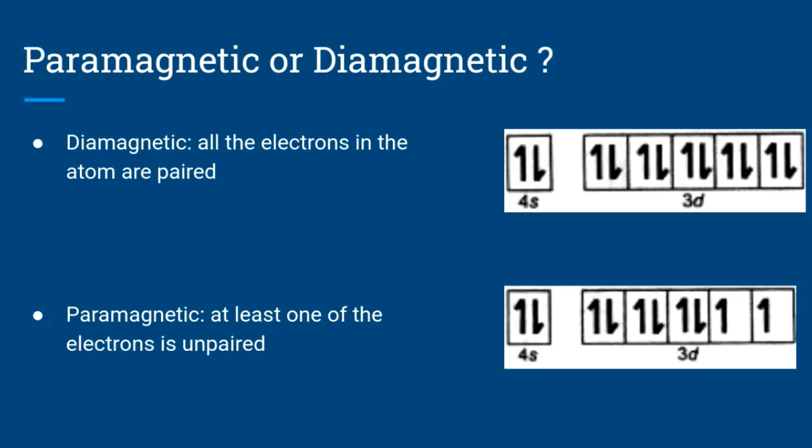Right. Nice. Okay. Yeah, so calcium would be diamagnetic because its s shell has both of its electrons. So since it only has one orbital, the electrons are paired. Cool.